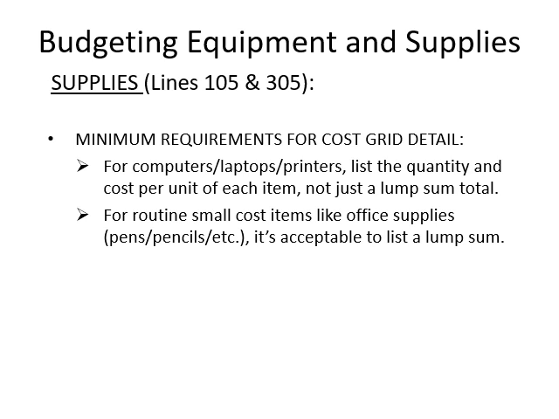The minimum requirements for the cost grid for the supplies category are for computers, laptops, printers. You need to list the quantity and cost per unit of each item and not just a lump sum total. For routine small cost items like office supplies, pens, pencils, that kind of thing, it is acceptable to list a lump sum.